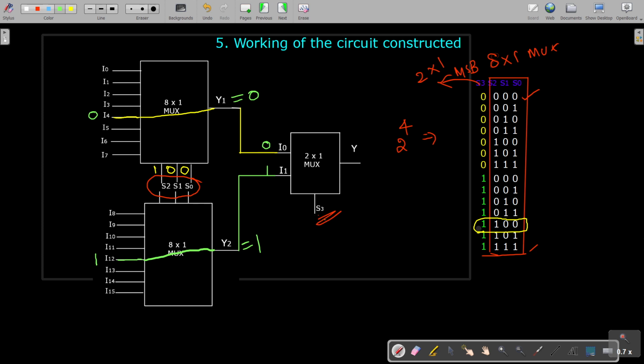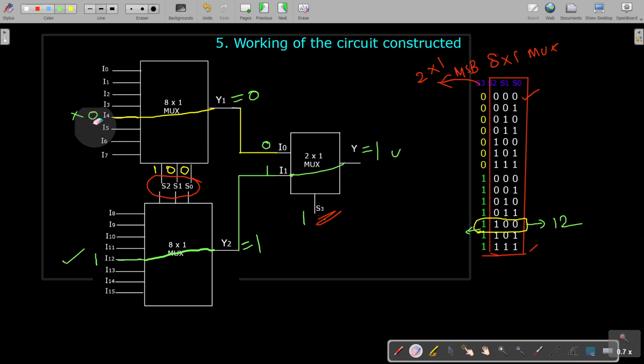But what about this S3? S3 is 1 here, isn't it? So S3 is 1. Because of this 1 at the selection input, I1 will be selected and it is connected here. Okay, so you will receive the output here as 1. So actually which one is getting the connection? This I12, because 1100 corresponds to 12, isn't it? So that 12th data line is connected here. So you will be receiving this 1 from here. Even though this is getting connected using this 8 by 1, it is not being connected because of this S3 selection line of this 2 by 1 MUX.